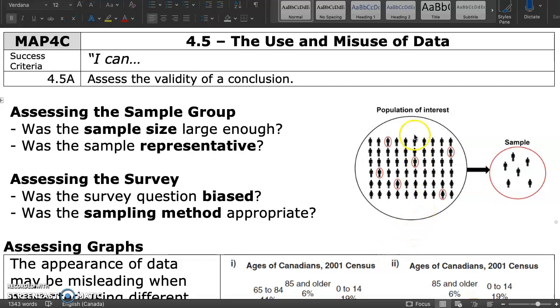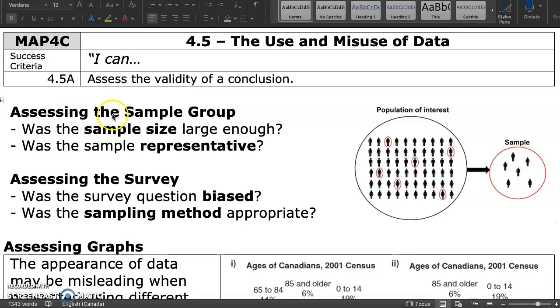First of all, we need to reflect on the relationship between a population and a sample. A population is everyone who could potentially be included in a questionnaire or a survey, and a sample is what the surveyor will select in order to represent this population.